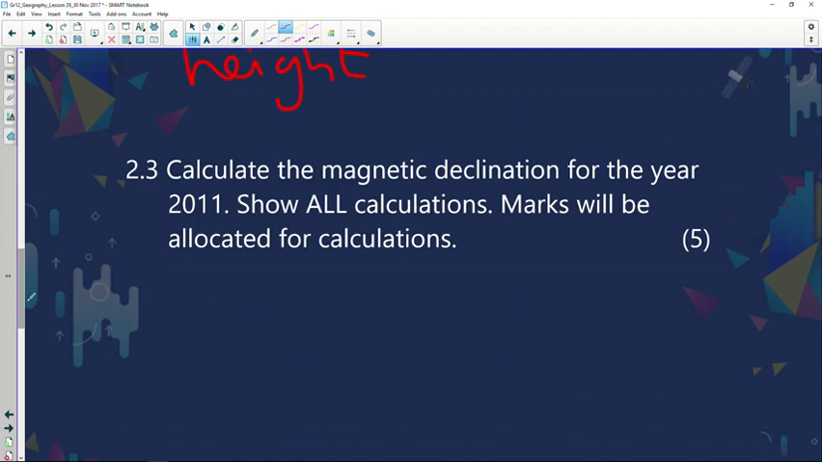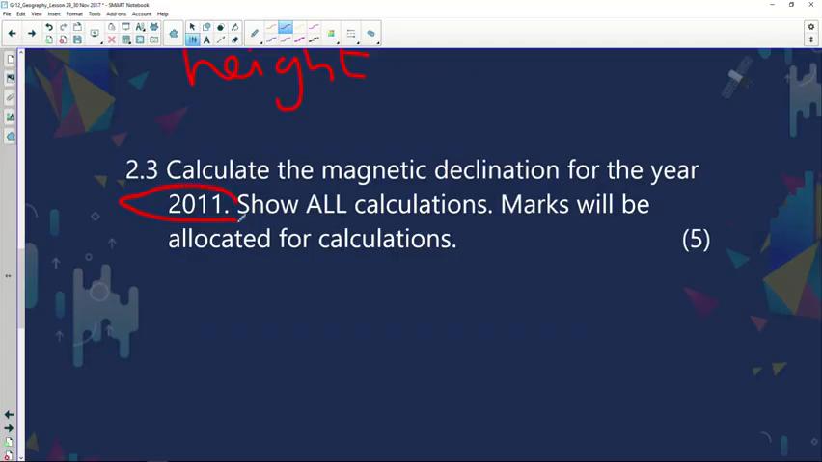Calculate the magnetic declination for the year 2011. Marks will be allocated for calculations. Now matrics, make 110% sure that you read the question correctly. The question states to calculate the magnetic declination for 2011. Do not go and calculate it for the present year. They ask you to calculate for 2011. Now, where do I get all this information from? From your topographical map. Let's go and have a look.